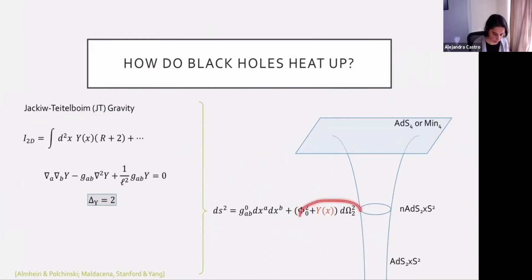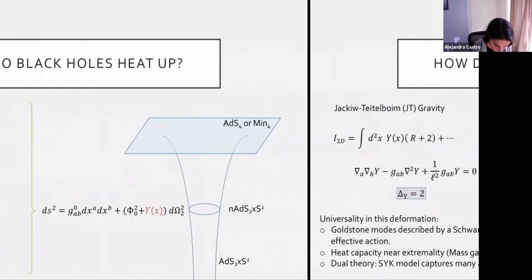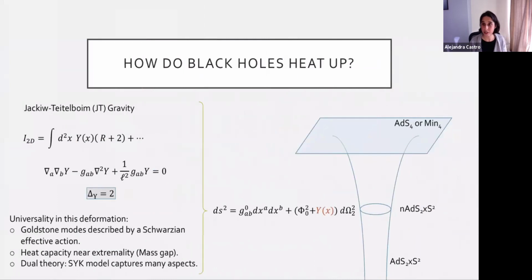And the gravitational dynamics is described by a very simple action of that form, and Y obeys this constraint equation. But in terms of operators, as you're looking into the near AdS2 region, the folklore is that you're turning on an irrelevant operator of conformal dimension 2, and thus driving the system away from extremality, turning on some temperature. Okay. Now, the nice thing about these statements is that there's a lot of universality in this deformation. So it's an important deformation to consider.